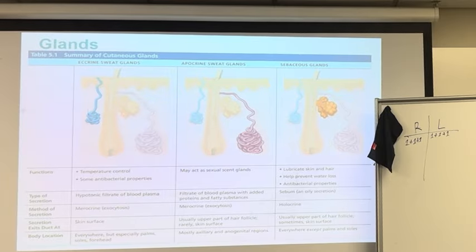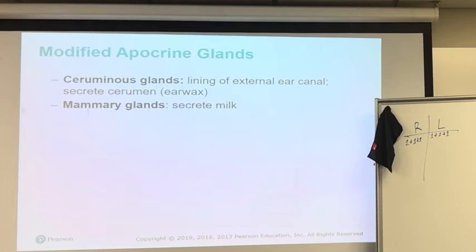Eccrine. What about this one? Sebaceous gland. And what about this one? Apocrine. Okay. So there are some other glands in our body, like your mammary gland, which secretes milk, and then you also have the what? Ceruminous gland, which secretes cerumen or earwax, right?